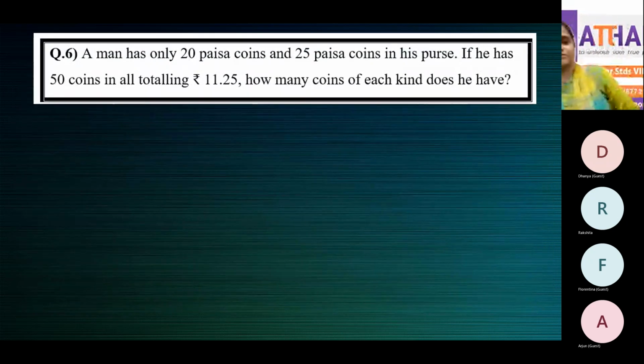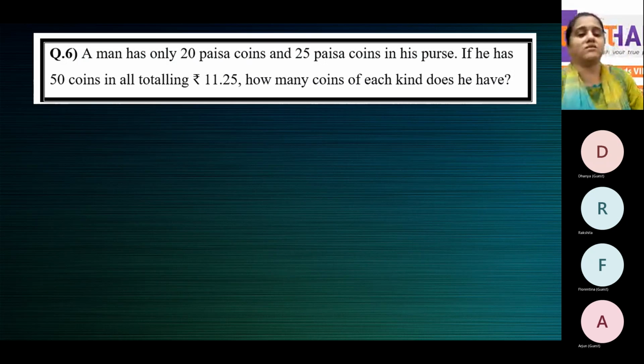A man has only 20 paise coins and 25 paise coins. Very less paise, okay? Now you don't even know what it is, right? But you've heard that once 20 paise and 25 paise coins existed, right? Now we don't have 20 and 25 paise coins in transactions. So a man has only 20 paise coins and 25 paise coins in his purse.